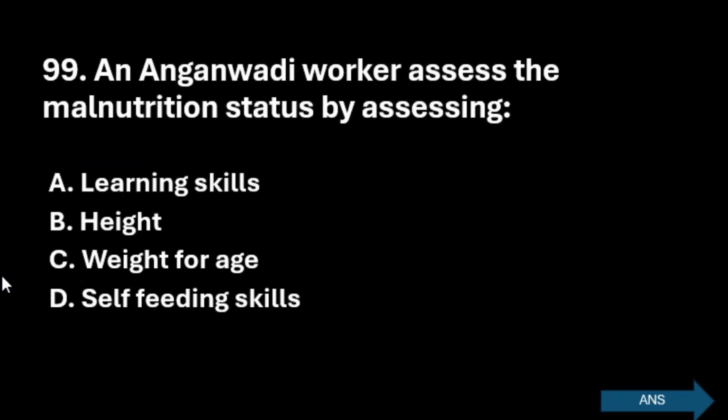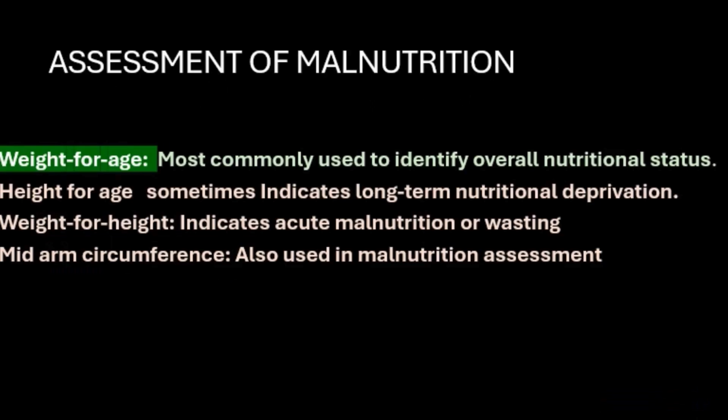Next question. An Anganwadi worker assesses the malnutrition status by assessing: option A, learning skills; option B, height; option C, weight for age; option D, self-feeding skills. The right answer here is option C, weight for age. Assessment of malnutrition includes weight for age, height for age, weight for height, mid-arm circumference, etc. These are most commonly used for assessment of malnutrition.